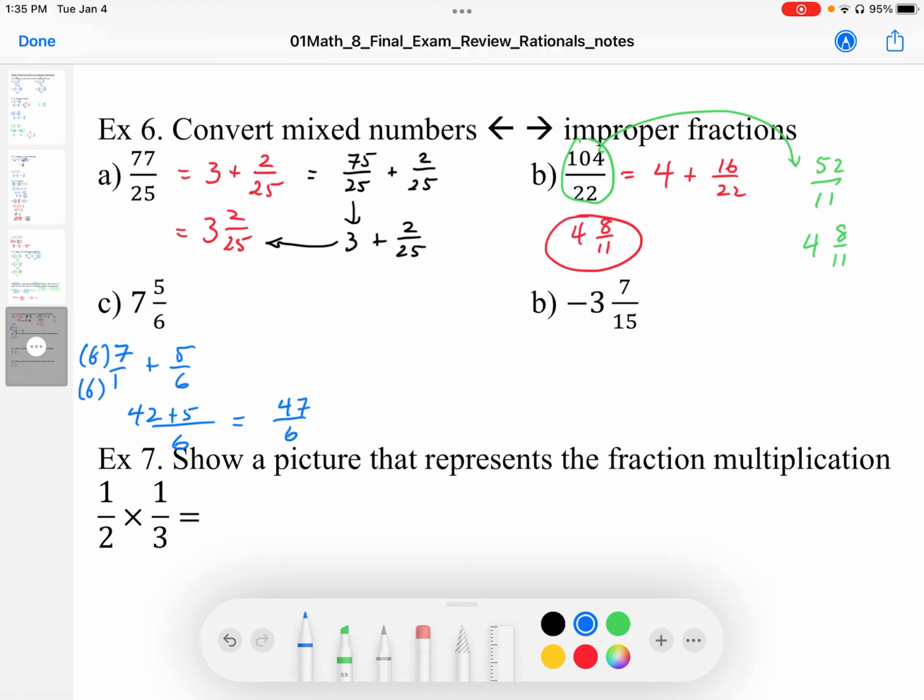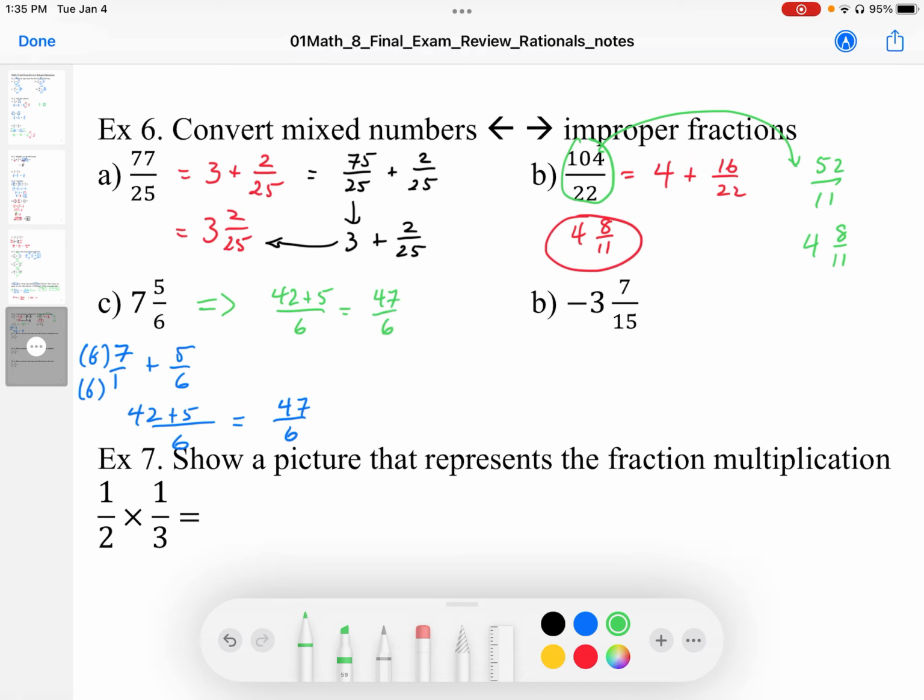Now again, we probably have some quicker strategies to do this if we're good at this. One of them is we can just, since we are just finding multiples of 6, 7 multiples of 6, I can just do 7 times 6 plus 5. That gives me 42 plus 5 over 6, which is 47 over 6.